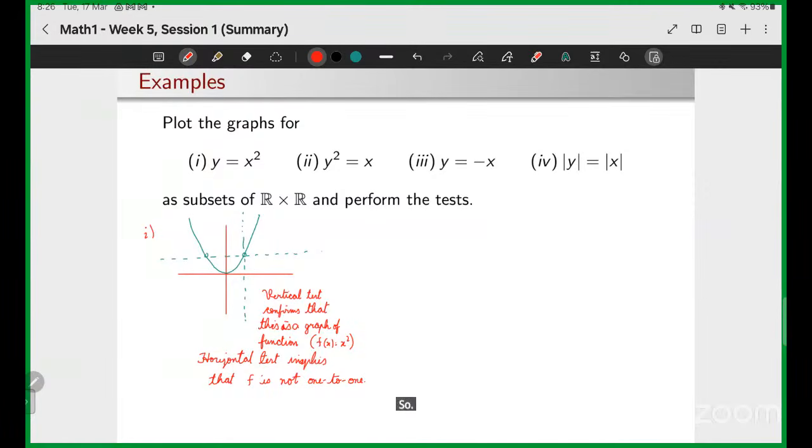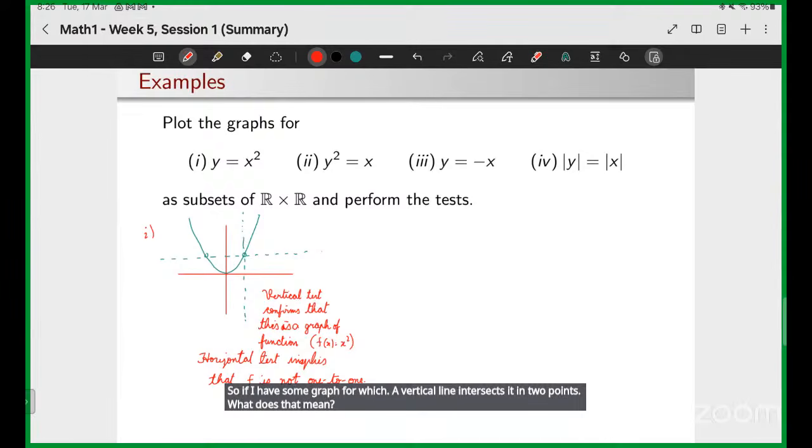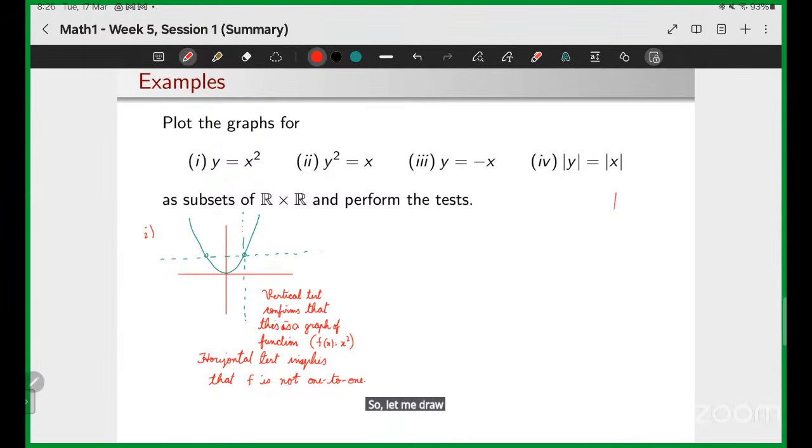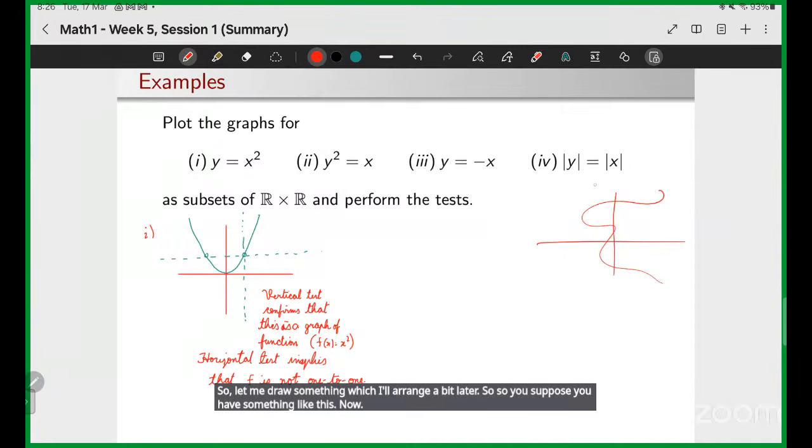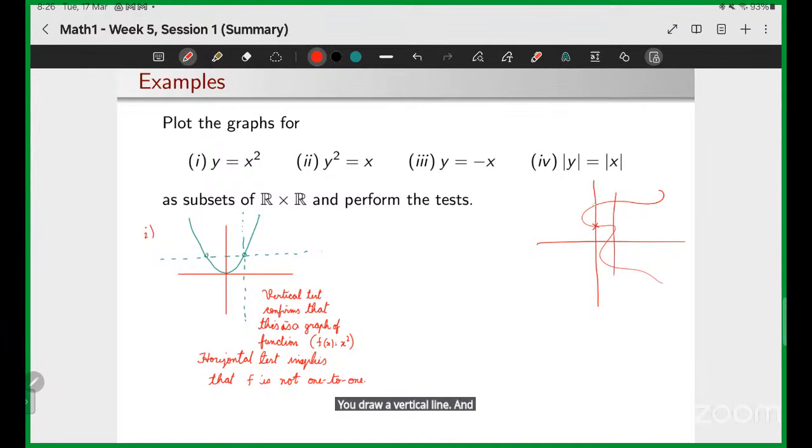So why do the vertical and horizontal tests even work? If I have some graph for which a vertical line intersects it in two points, what does that mean? Let me draw something which I'll erase a bit later. Suppose you have something like this. Now you draw a vertical line and it intersects it in two points. What does this mean? For a single value of x, there are two values of y. So x comma y1 and x comma y2 both belong to the relation corresponding to this graph.